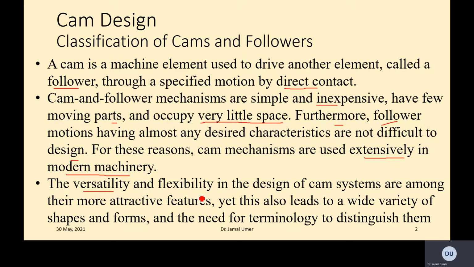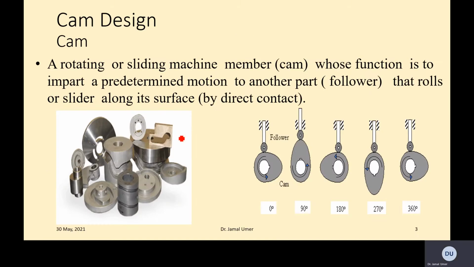The versatility and flexibility in the design of CAM systems are among their more attractive features, yet this also leads to a wide variety of shapes and forms and the need for terminology to distinguish them. So because the CAMs have quite a broad spectrum of applications, it would be really good to have a brief overview of the terminology so that we can distinguish them. So as I said, a few slides, kind of introductory.